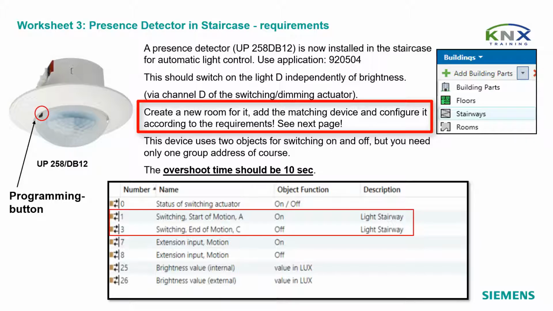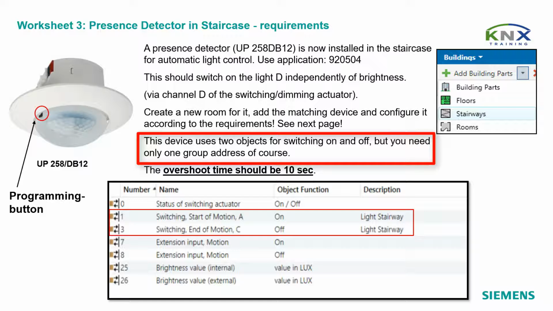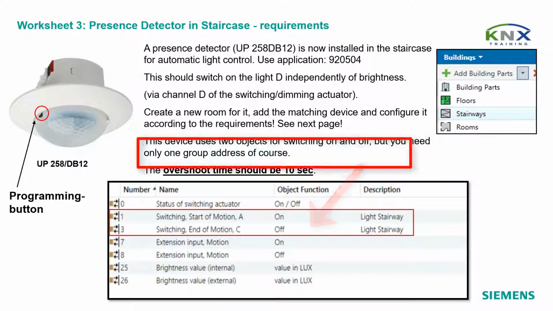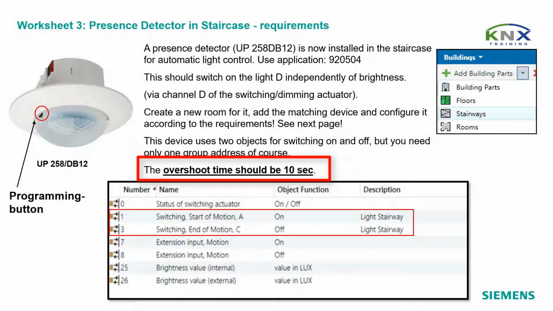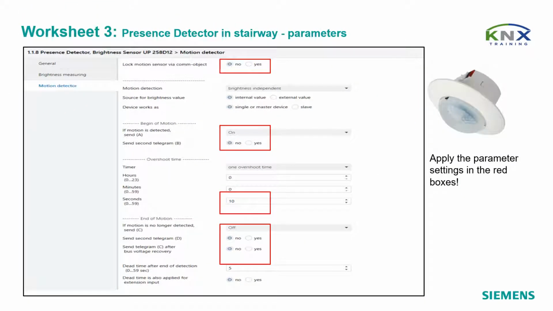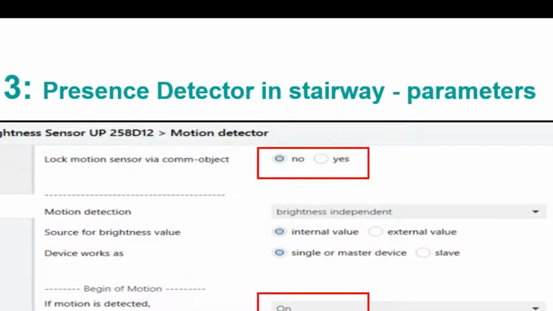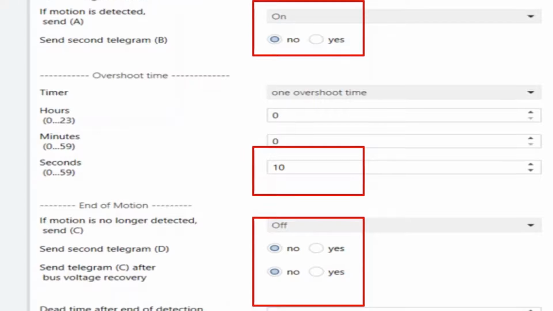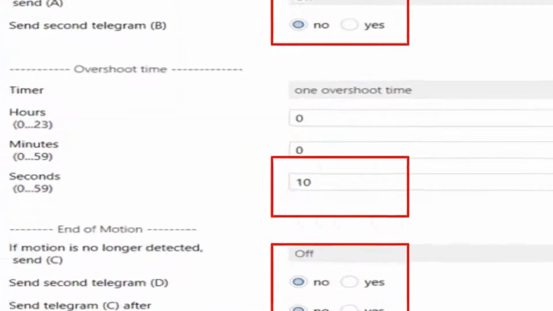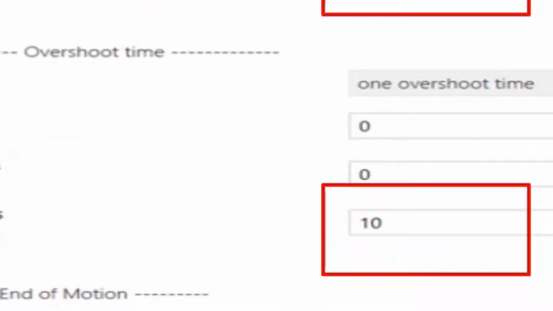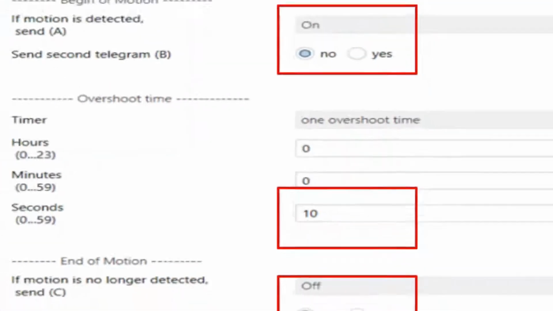See next page. This device uses two objects for switching on and off, but you need only one group address, of course. The overshoot time should be for practicing only 10 seconds. Apply the parameter settings in the red boxes. No lock option, settings for begin and end of detection, and the overshoot time. For test purpose, as I mentioned, only 10 seconds.